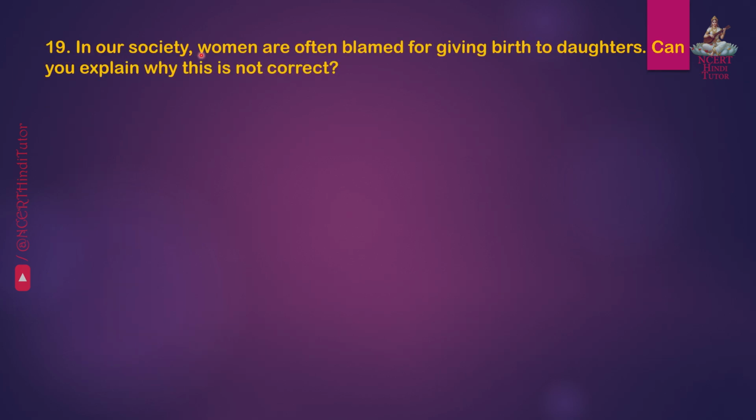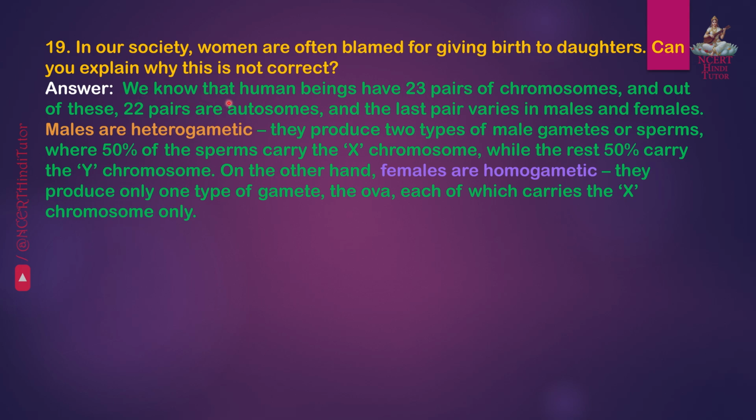Question 19. In our society, women are often blamed for giving birth to daughters. Can you explain why this is not correct? Answer. We know that human beings have 23 pairs of chromosomes, and out of these 22 pairs are autosomes, and the last pair varies in males and females. Males are heterogametic. They produce two types of male gametes or sperms, where 50% of the sperms carry the X chromosome, while the rest 50% carry the Y chromosome.